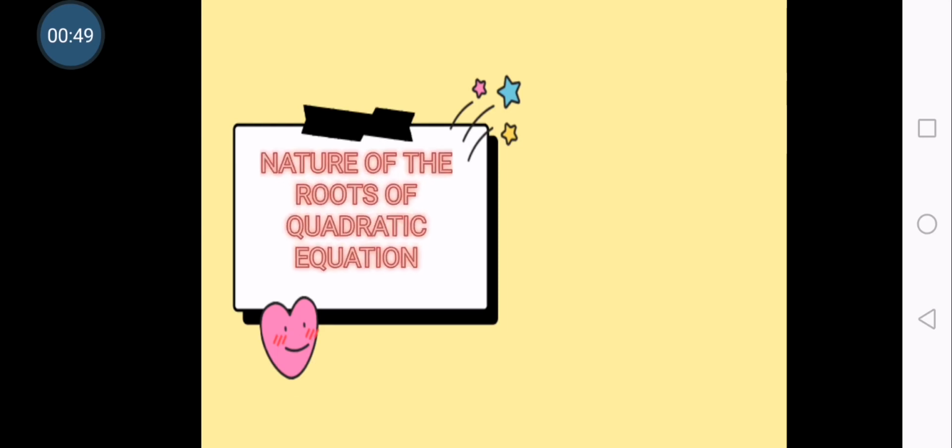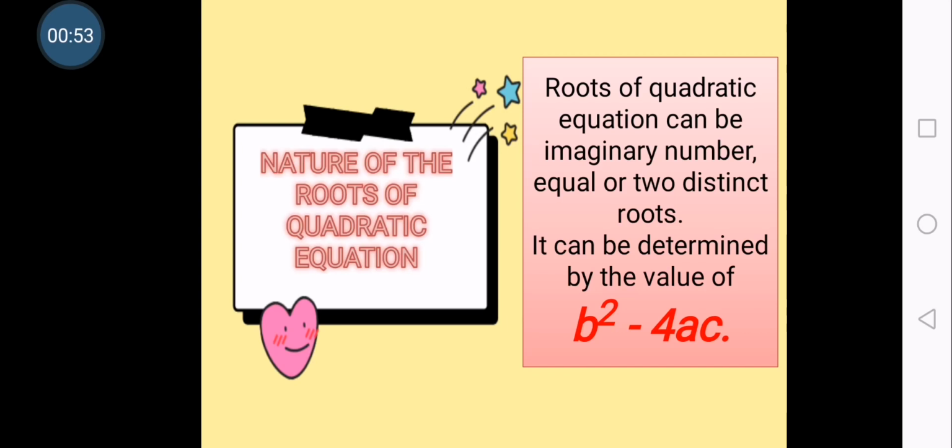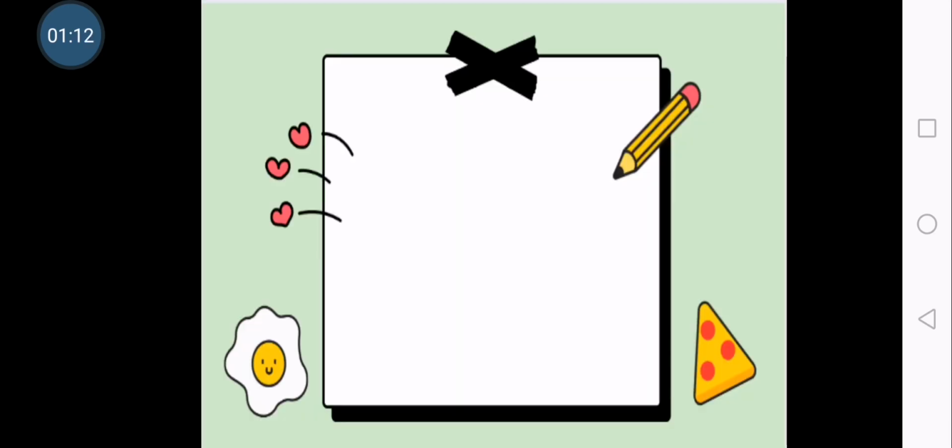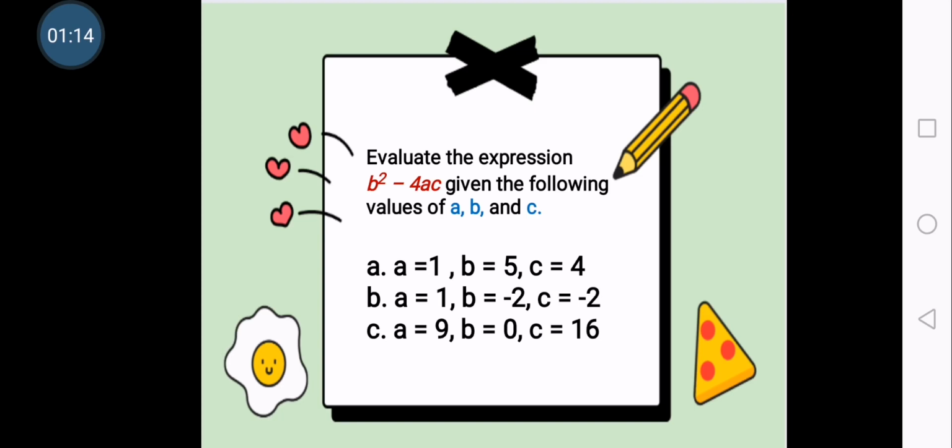So, simulan po natin sa nature of the roots of quadratic equation. Roots of the quadratic equation can be imaginary number, equal, or two distinct roots. At ang values po ng discriminant ay malalaman natin using its formula, which is b squared minus 4ac. So, bibigyan ko po kayo ng tatlong example.